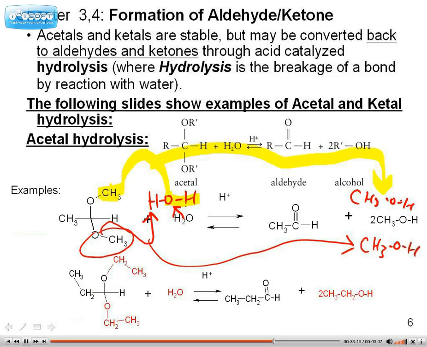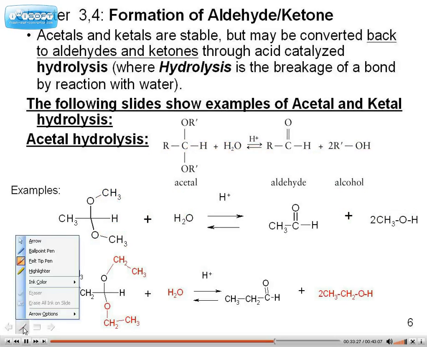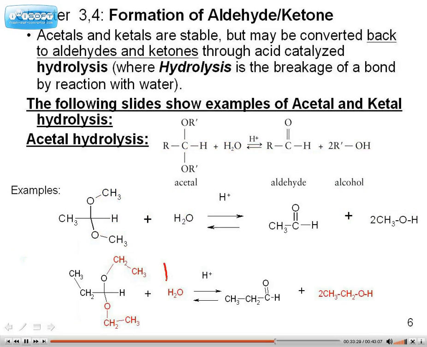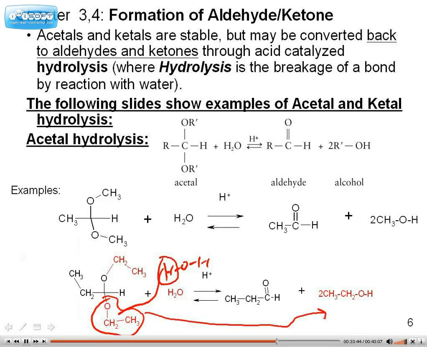CH3OH. Rather than write two alcohols, we simply add a coefficient in front and say the number 2 for two alcohols. So in this example on the bottom, HOH, here we have the first hydrogen combines with the entire OR group from the ether, and it forms one of the alcohols.